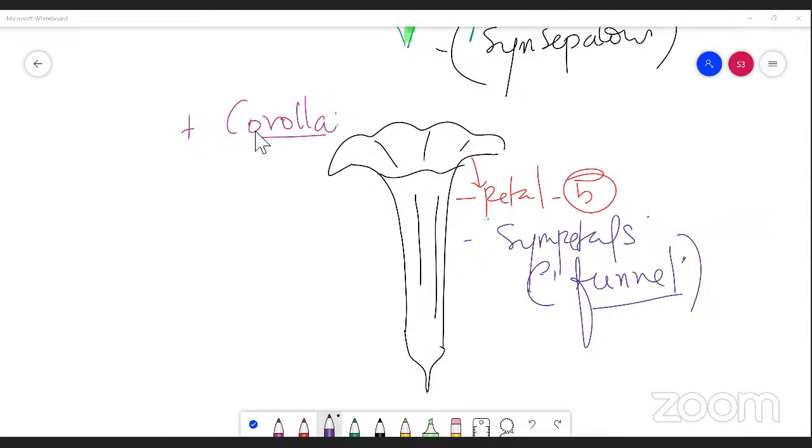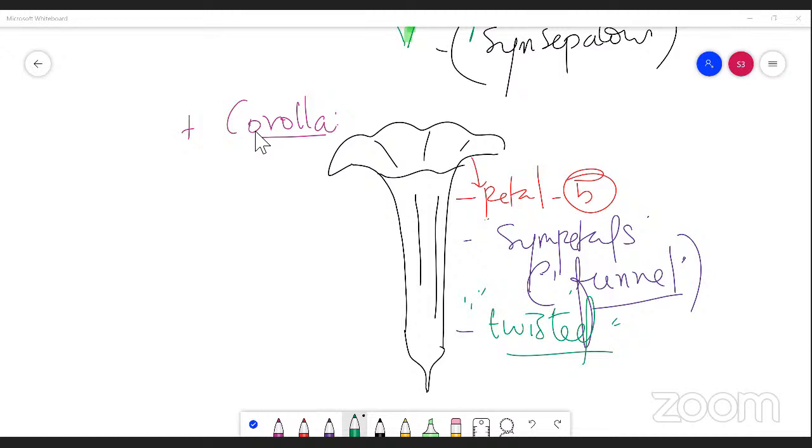And what type of aestivation is here? The type of aestivation is twisted aestivation. Now, could you recall the types of aestivation? Valvate, imbricate, quincuncial. Now, could you tell me the type of aestivation found in the corolla of Datura metel? Twisted. Twisted is a type of aestivation in which 5 petals are arranged so that each edge of every petal is arranged one above another. Hence, it forms a twisted arrangement.